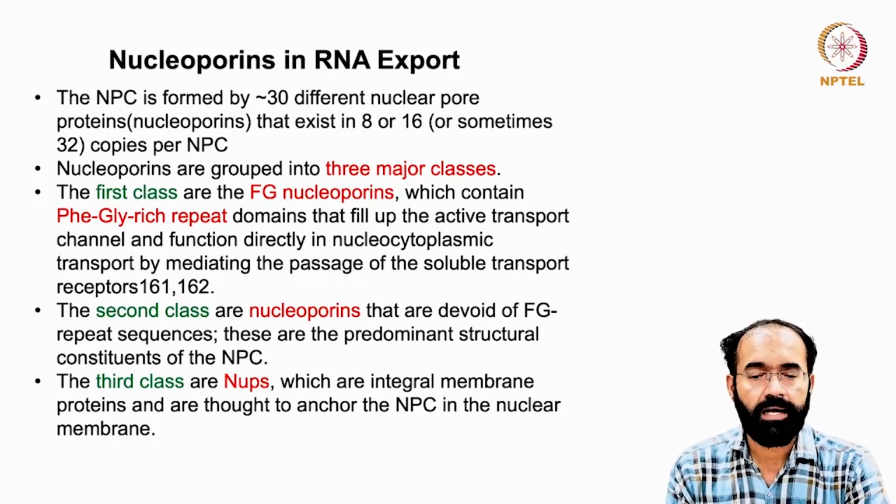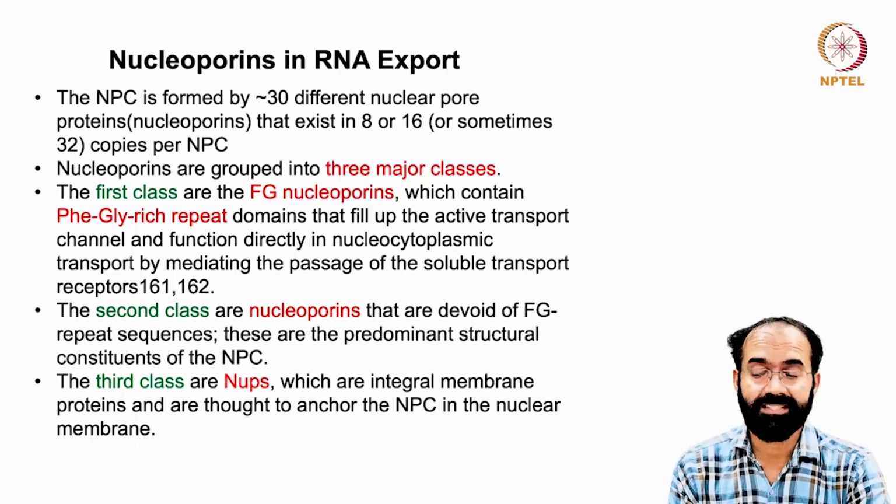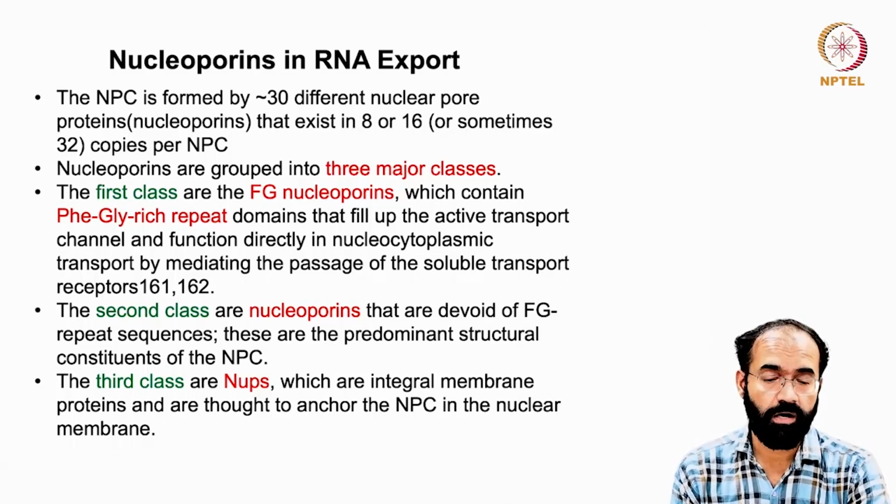Nucleoporins are grouped into three major classes. The first class are the FG nucleoporins, those that contain the FG repeat, the phenylalanine-glycine-rich repeat domains, that fill up the active transport channel and function directly in nucleocytoplasmic transport by mediating the passage of the soluble transport receptors. So these are the FG nucleoporins. They are the first class of nucleoporins.